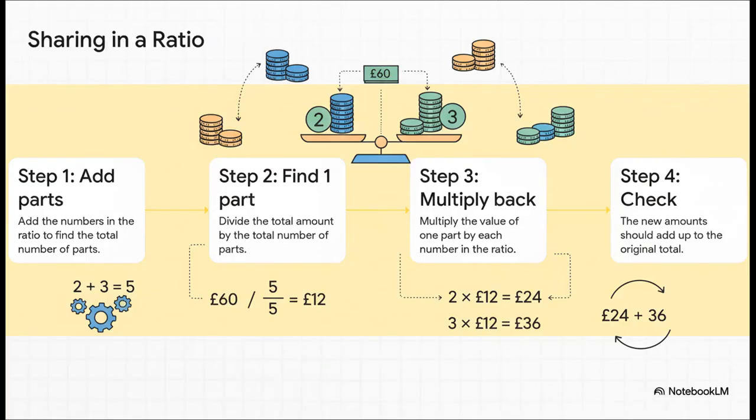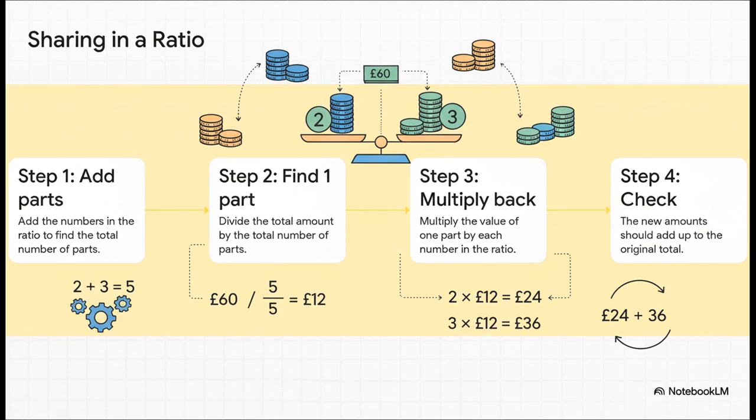Now, a classic question you're guaranteed to see is sharing an amount in a given ratio. So let's say we need to share £60 in the ratio 2:3. How do we do it? Just follow these steps. First, add the parts of the ratio together. So 2 plus 3, that gives us 5 total parts. Simple. Step 2, you take the total amount, 60 quid, and divide it by the total number of parts. 60 divided by 5 tells you that 1 part is worth £12. For step 3, you just multiply that £12 value by each number in the ratio. So 2 parts is 2 times 12, which is £24, and 3 parts is 3 times 12, £36.